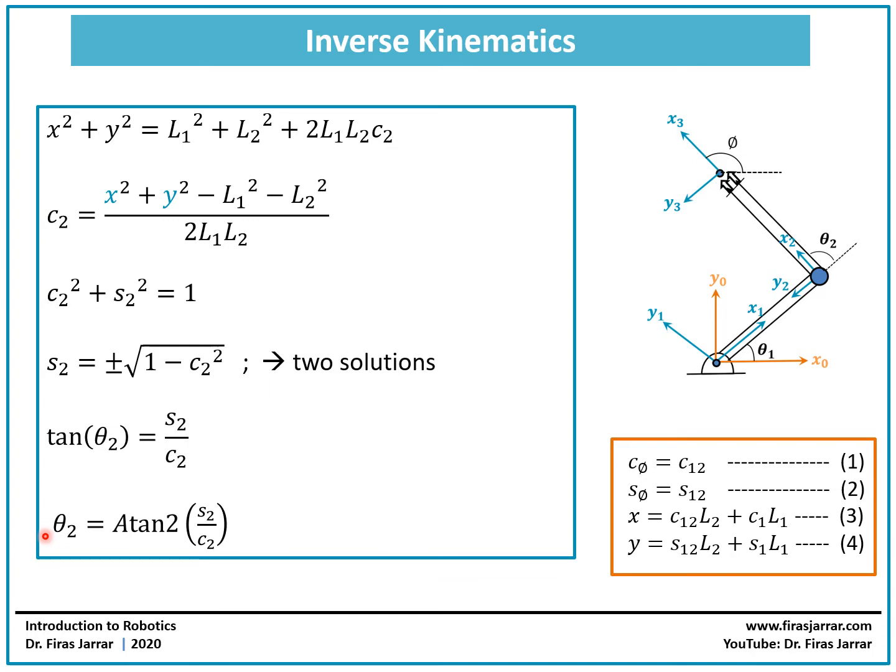But here, if I want to conclude, this is an important relationship that will give me the cosine theta 2. Using the trigonometric identity, I can find sine theta 2, and finally, with this relationship, I can find the angle itself, theta 2, both its value and in which quadrant.